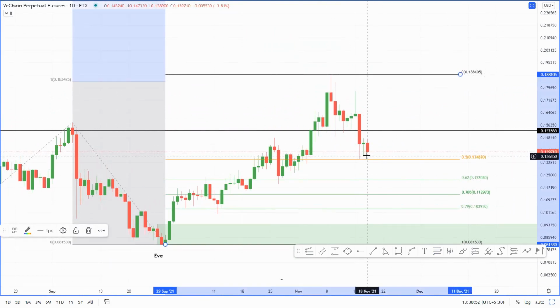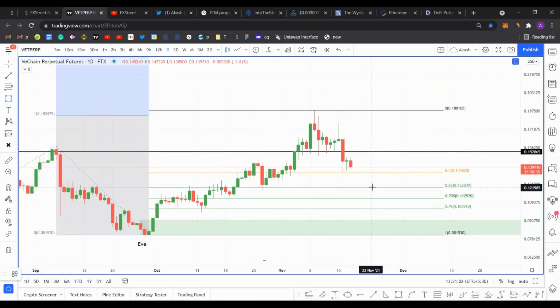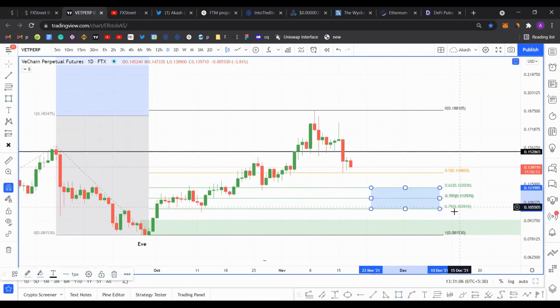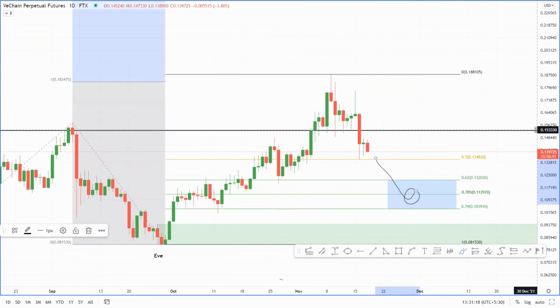And if the weakness or the indecision in the market continues to persist, then I'm expecting it to head down to this zone here, the optimal trade entry zone and the buy zone, which ranges from 0.1 to 0.12. I would be looking to long VeChain if we ever get into this zone here, and my take profit level would be 0.153.